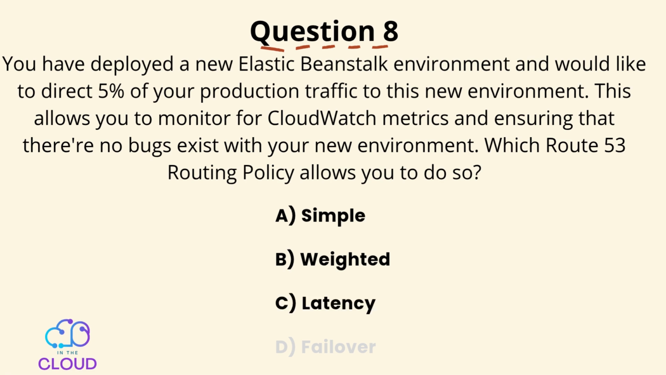C. Latency policy. It allows us to route our traffic based on the lowest network latency for our end user. And D. Failover policy. It's used when we want to create an active-passive setup. For example, we have our primary site in US East 2 and our secondary site in AP Southeast 2. Route 53 will monitor the health of our primary site using a health check, and if there's a failover, it will redirect the end user to the healthy site. So for this scenario, the right policy is B, weighted policy.